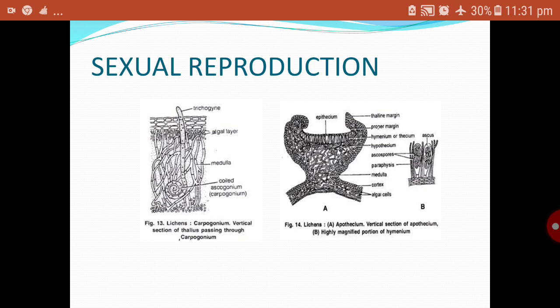Each cell-like structure develops a sterigma on its peripheral region. Meanwhile, the nucleus in each cell undergoes mitotic division and forms 2 haploid nuclei. One nucleus remains in the cell-like structure and the other enters the sterigma, which later changes into a basidiospore. Thus, 4 basidiospores are developed. 2 are of plus strain and the remaining 2 are of minus strain. When they get a suitable algal partner, they can develop into new lichen thalli.